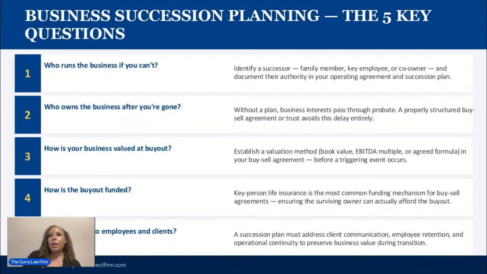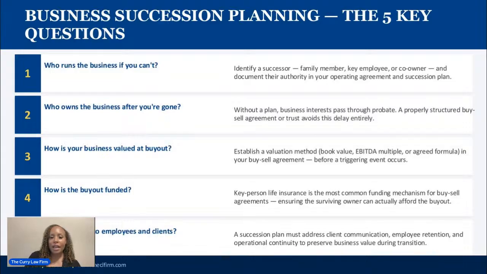So, in a recent case, they were dissolving the business. They did not go through that process of determining the book value. They kind of just went and decided what they needed to pay off and how they were going to split what was left over. But you can outline which method should take place in your buy-sell agreement before a triggering event occurs. Number 4, how is the buyout funded?